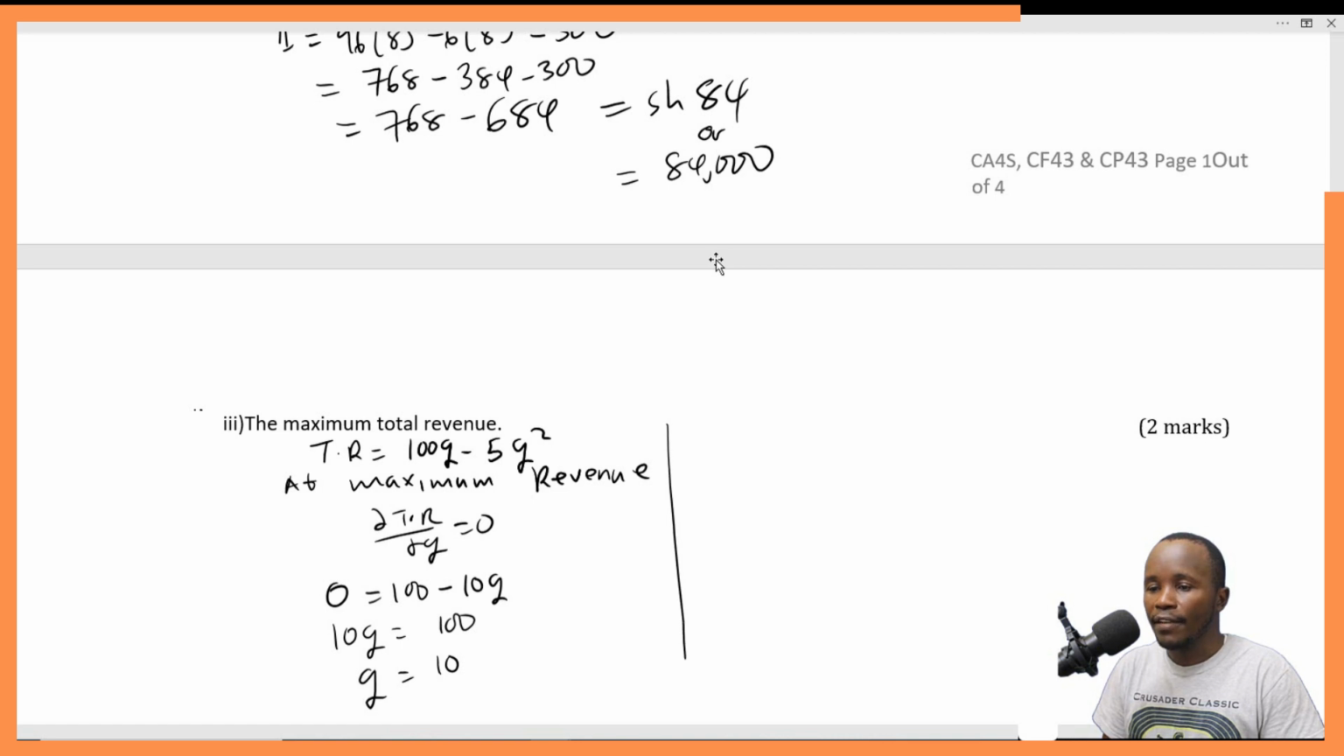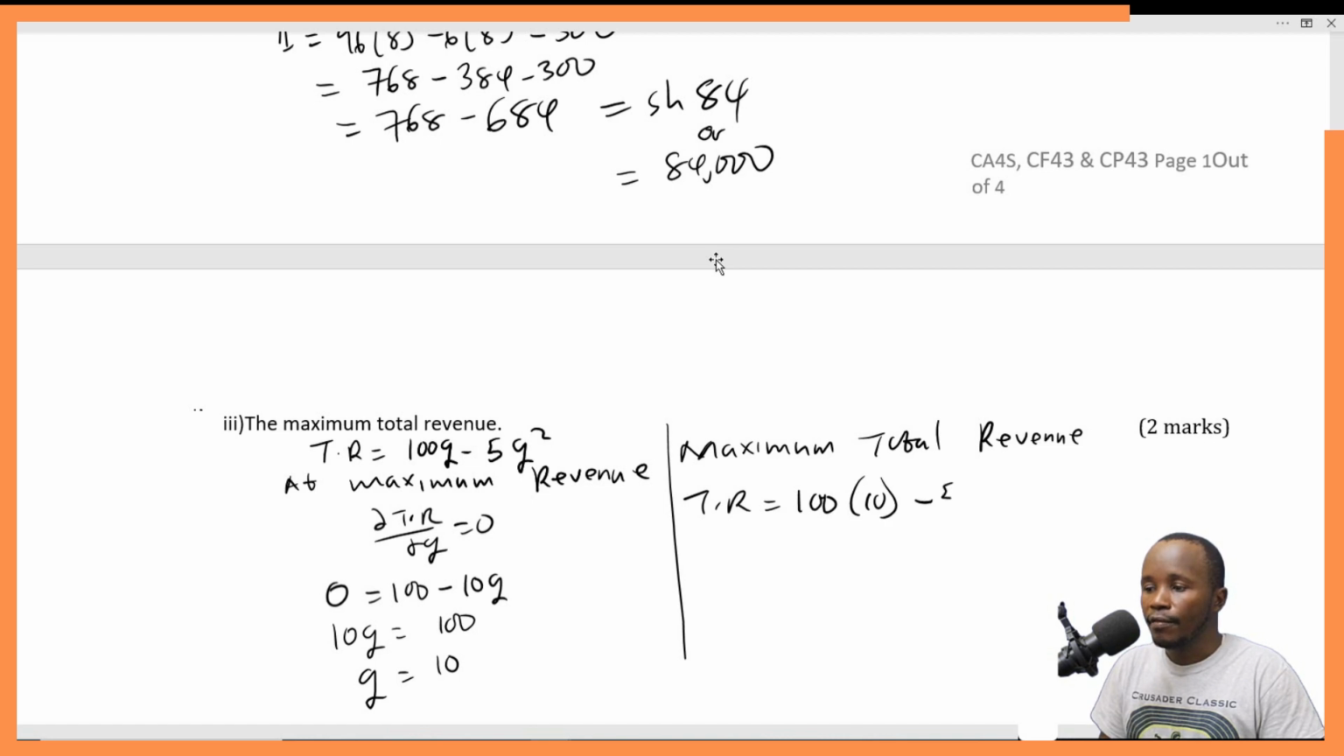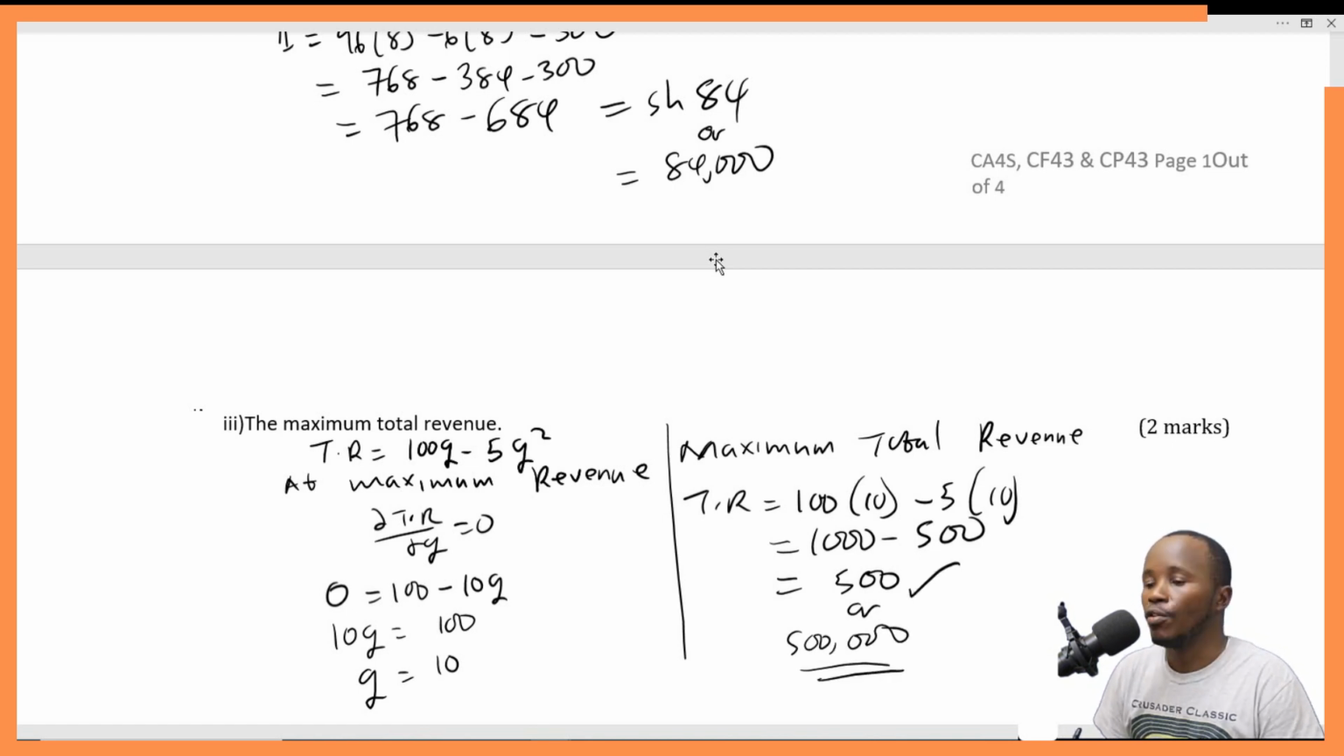Now, once I find q, I'm able to find the maximum total revenue. Substitute my q, that is 100 into q minus 5 into 10 squared. This gives me 1000 minus 500. In thousands of shillings, you can just say 500,000, but 500 is still convenient because you're working with figures in thousands of shillings. So that's how we find the maximum revenue.